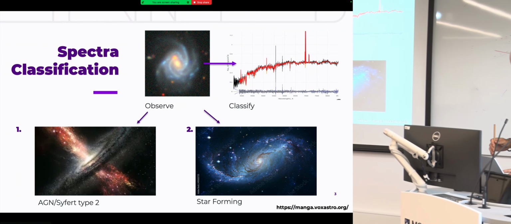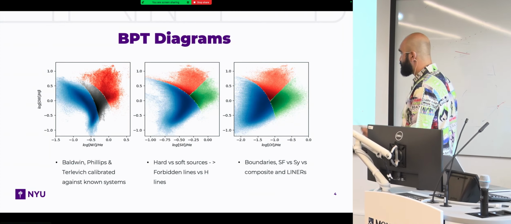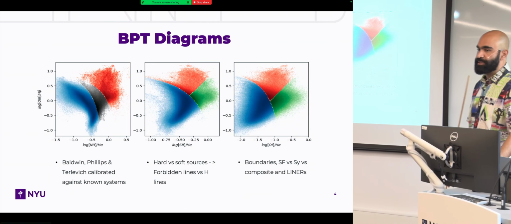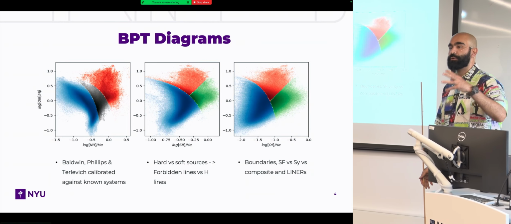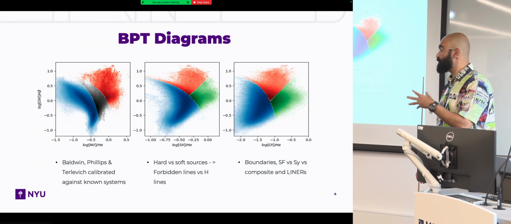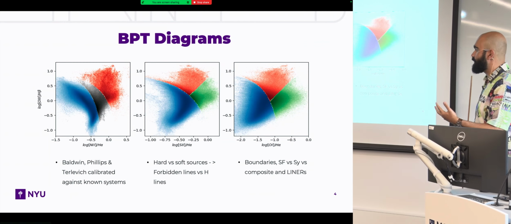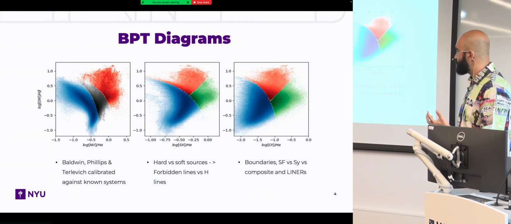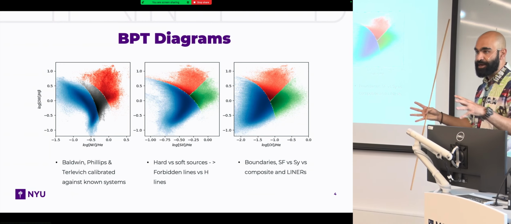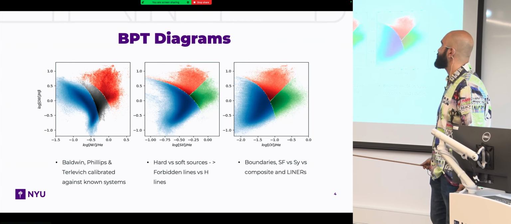So how do we do that? Traditionally, the gold standard is the BPT diagram. It stands for Baldwin, Phillips, and Terlevich. In the 80s they calibrated known systems like known AGN targets and known star-forming galaxies. And they wanted to see if they correlate with line ratios and basically if they plotted those targets on these different diagrams, would they show us any kind of patterns that we can use to classify those targets.